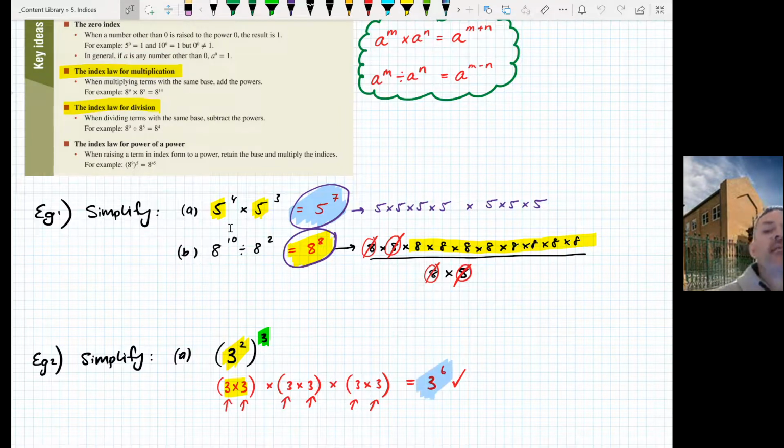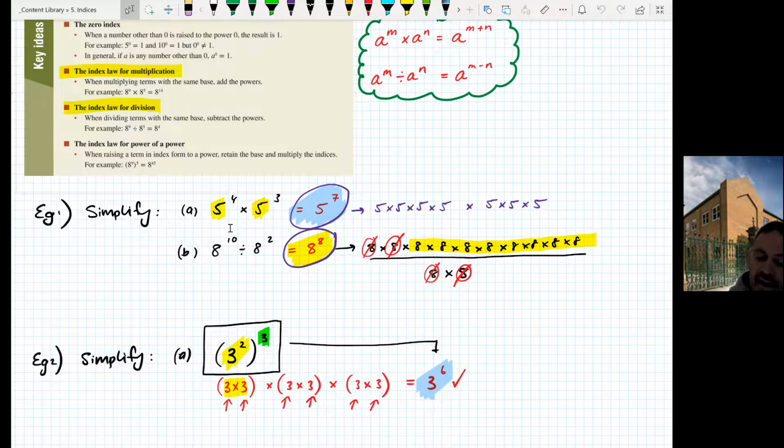Now, similar to the first two rules, can you look at the question and then look at the answer and see if there is a quicker way that potentially you could have got 3 to the power of 6? Well, what I'm hoping you are looking at is saying, well, hold on. Could we multiply the 2 and the 3 together? And the answer to that is absolutely.